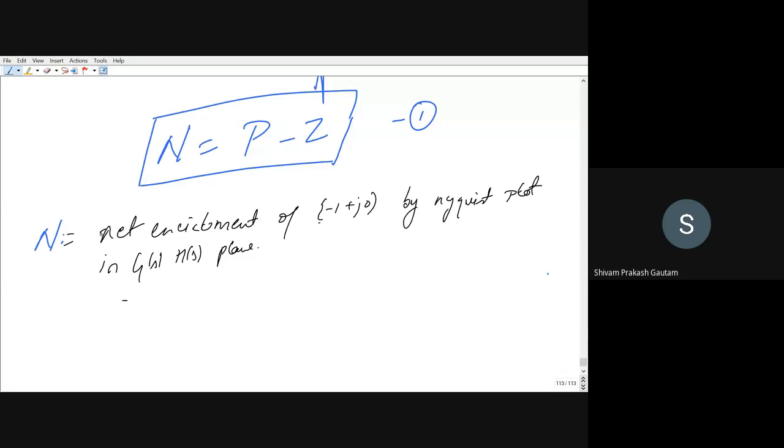It is a net encirclement. Net means total. You can also call it net encirclement, or you can also call it total encirclement. Encirclement of the -1 plus j0 point. The -1 plus j0 point is a point on the GS-HS plane. We will have a look. Just first have an understanding of the definition. N is equal to the net encirclement of -1 plus j0 by the Nyquist plot in the GS-HS plane.